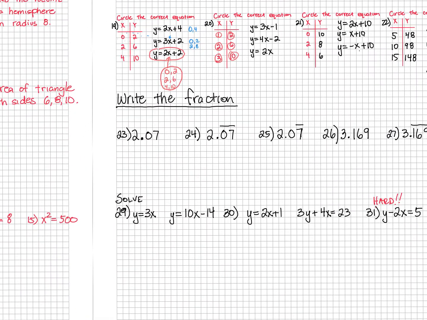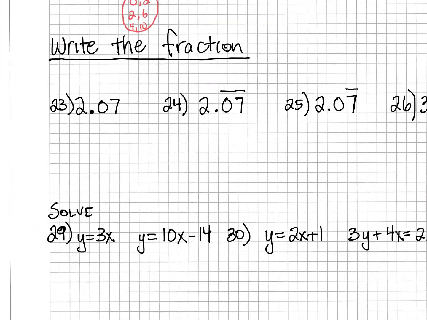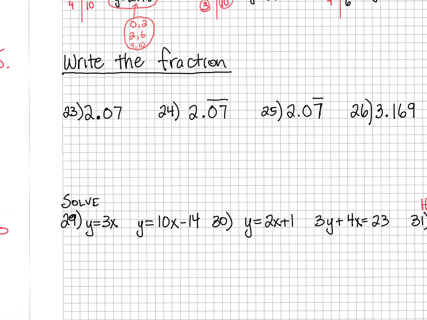All right, number 23. Remember, 23, 24, and 25 look the same, but they're a little bit different. The 2 is not part of any of the equation. That's just there to throw you off. So the 2 we don't even think about. This is the 10 spot. That's the 100 spot. So this is 2 and 7 100ths.